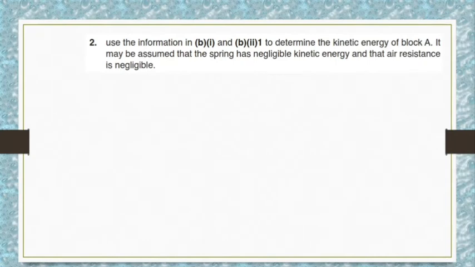The next question: use the information in BI and BII to determine the kinetic energy of block A. It may be assumed that the spring has negligible kinetic energy and that air resistance is negligible. We know that the elastic potential energy of the spring comes from the kinetic energy of A and the kinetic energy of B when they are released. And from BI, we can see that the elastic potential energy is 0.48 joules.